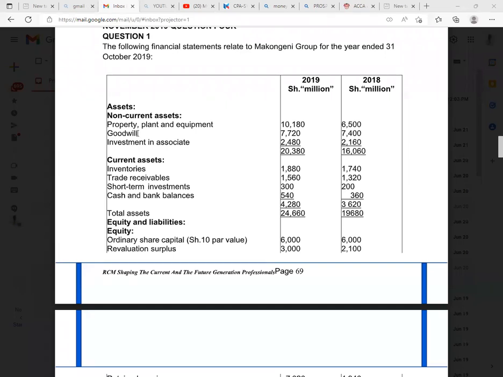Could you kindly help me interpret what is the opening balance of goodwill? Again, you'll get students confusing. The opening balance of goodwill is how much? No, they're not talking to me. I'm not feeling these students.